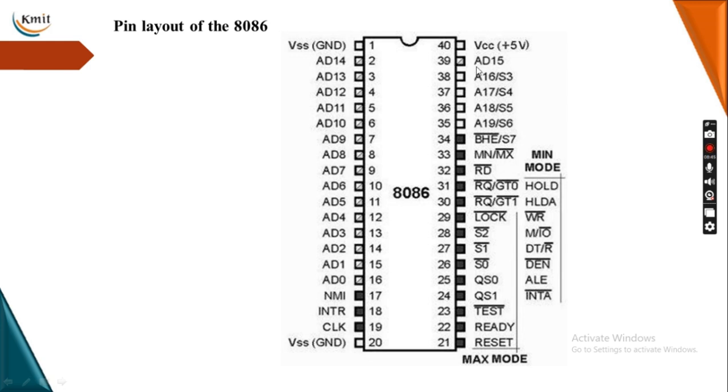Up to here clear, 39 is AD15 and 40th pin is VCC. So 8086 operates with plus 5 volts. This is the pin configuration of 8086. We have 40 pins in your 8086. So these are the 40 pins of your 8086.